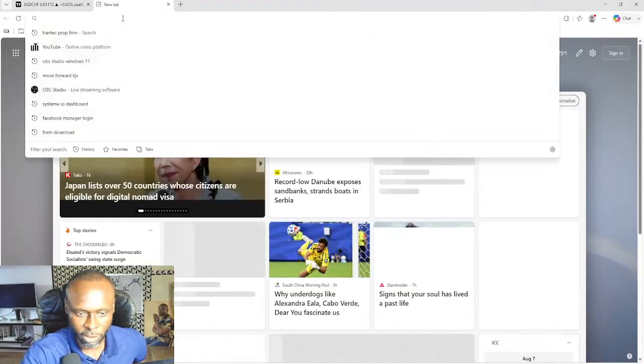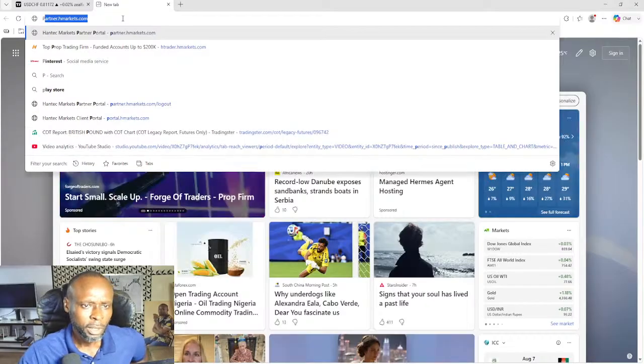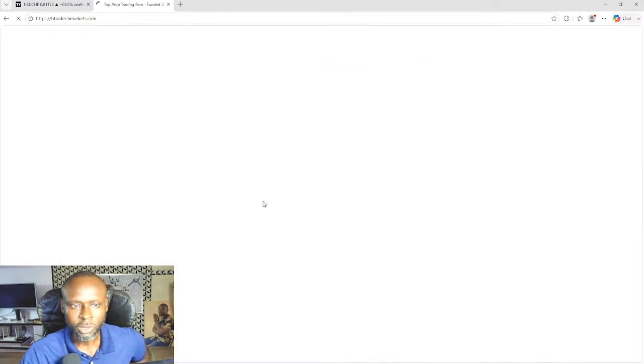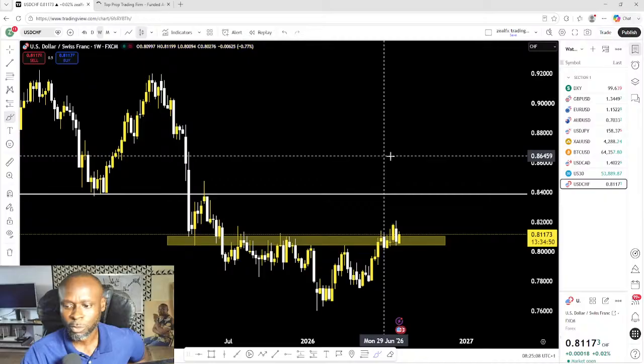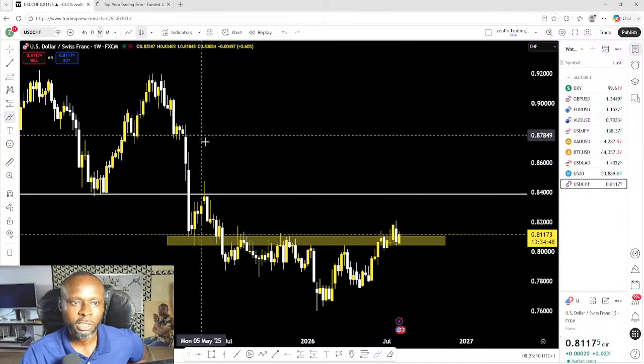I'm still expecting more buying opportunity on USD CHF to the top, guys. So look out for more buying opportunity from the USD CHF.